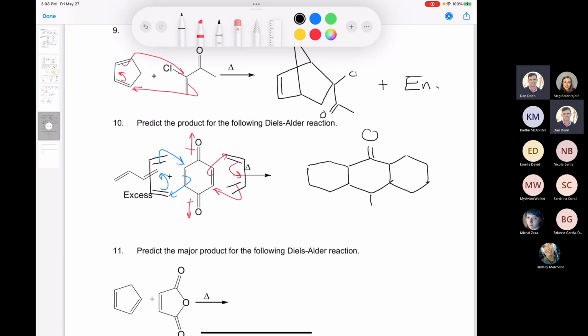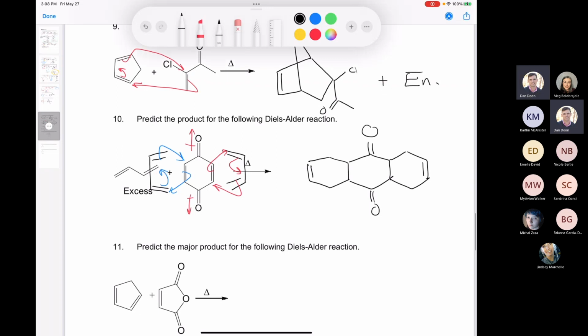Here's our carbonyl. And what does the rest of the molecule look like? Well, we formed a pi bond over here and a pi bond over here, like that.